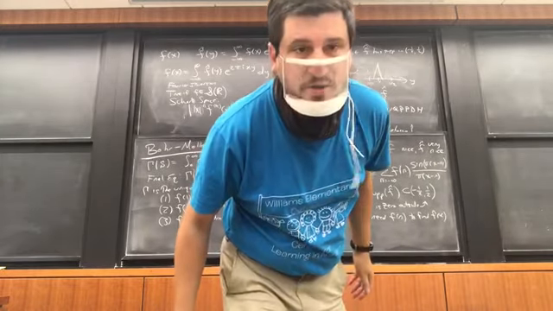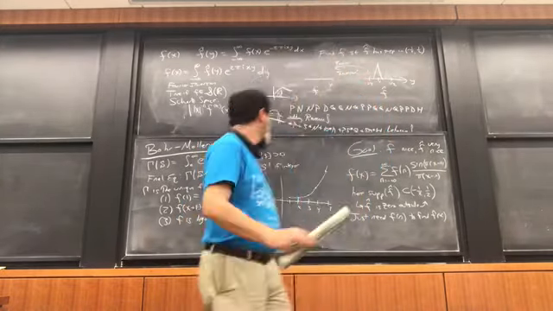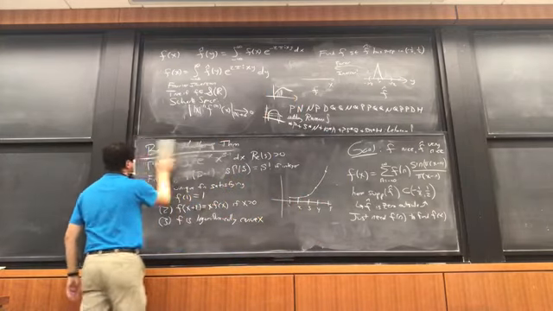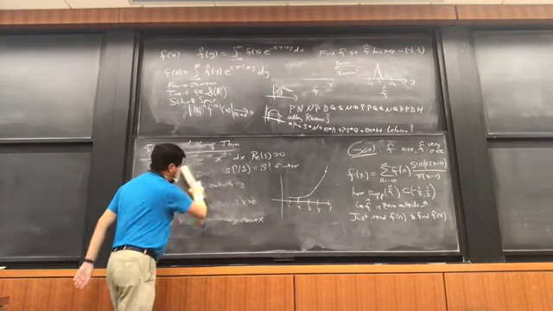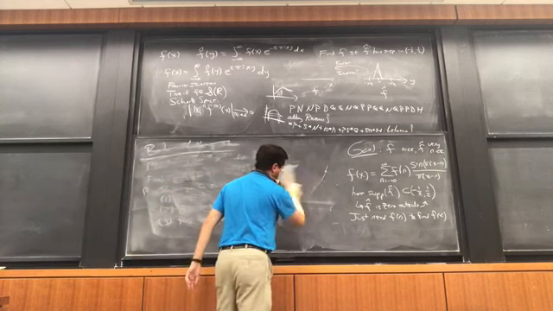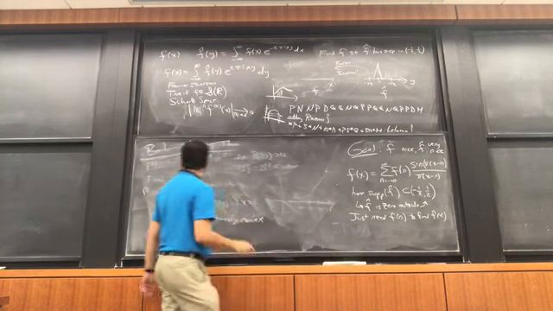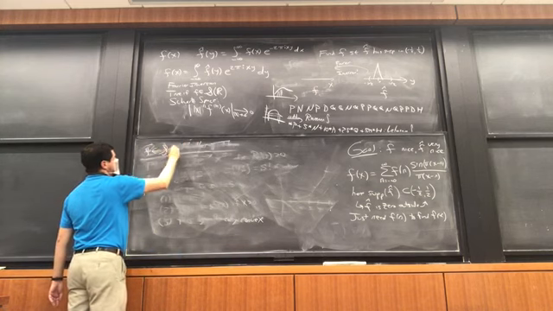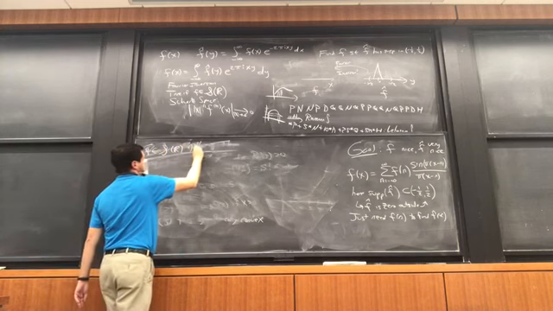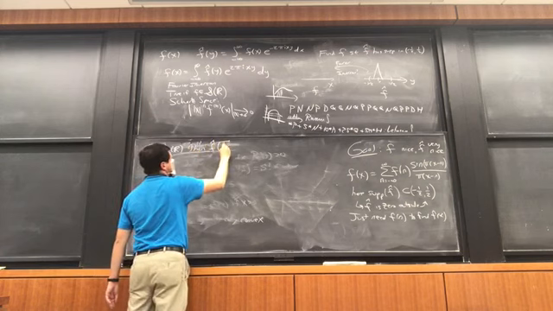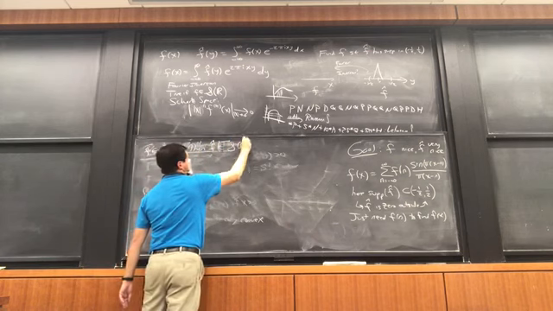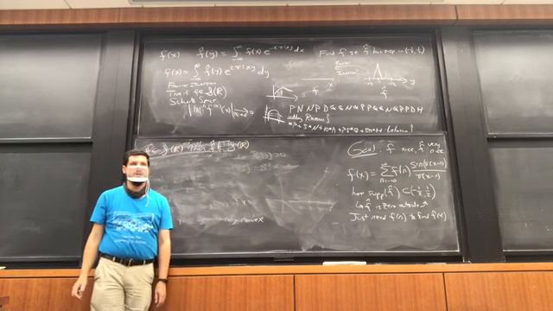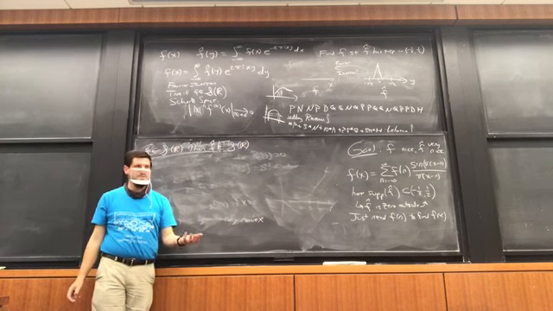Just check the chat. So there's a couple of nice results. The first is if f is in the Schwartz space, then f hat is in the Schwartz space. That's good. So if you start off with a really nice function, its Fourier transform is really nice.